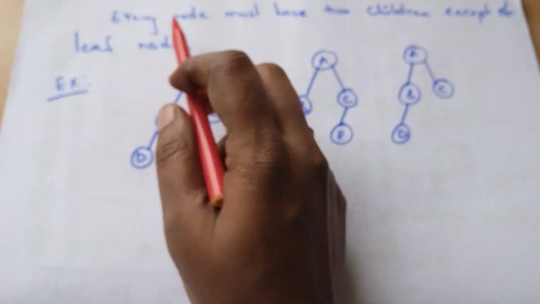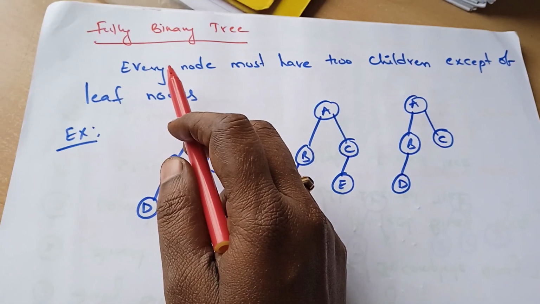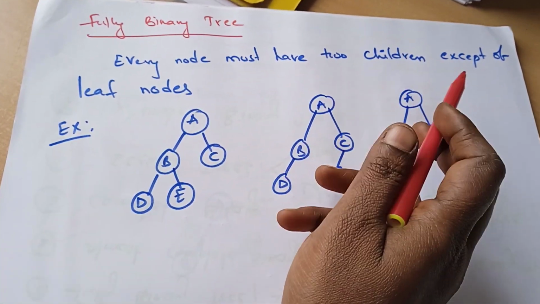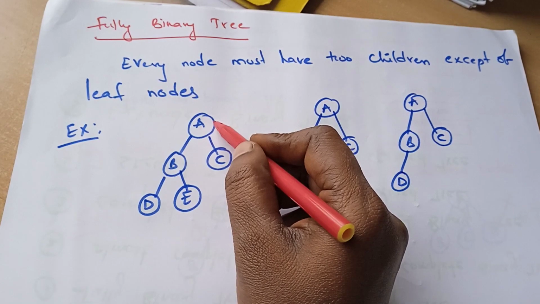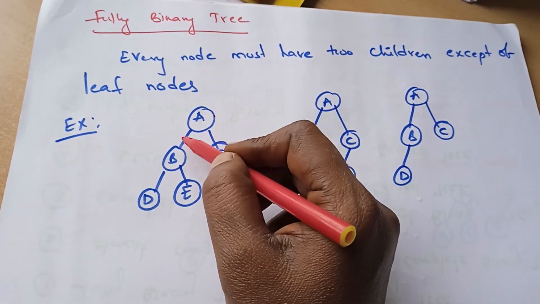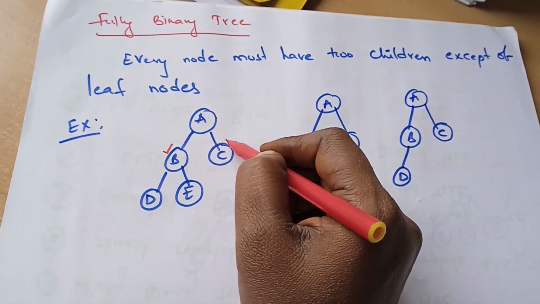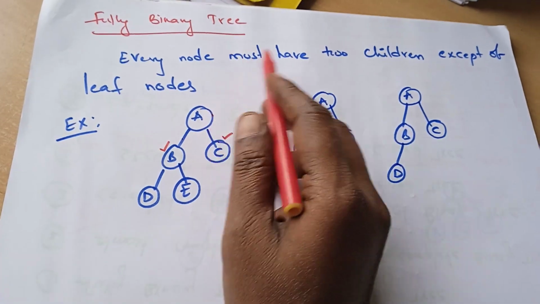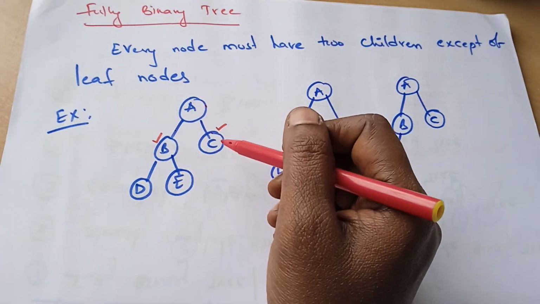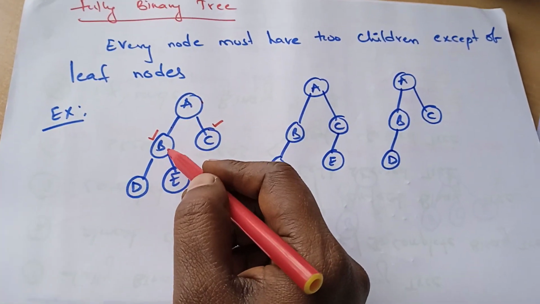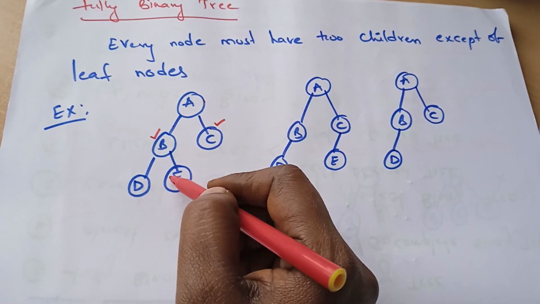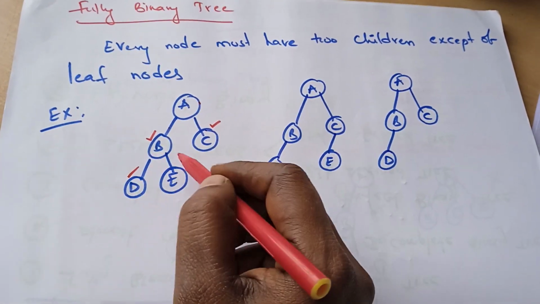Let's see it. As per the definition, every node must have two children. So A is my root node and it is having two children, B is one and C is the second child. So the condition is satisfied, definition fulfilled. Now B is another node and it is having two child nodes. Yes.